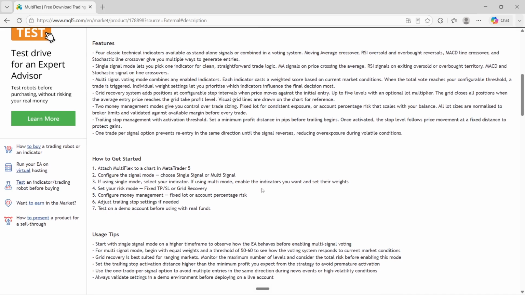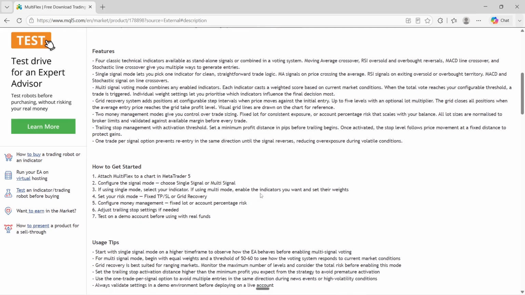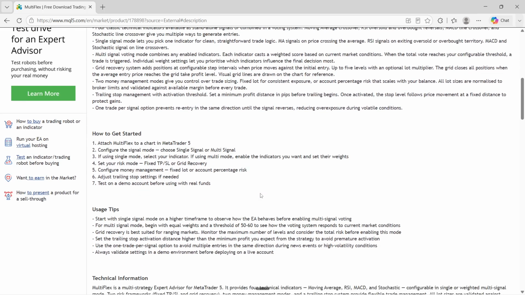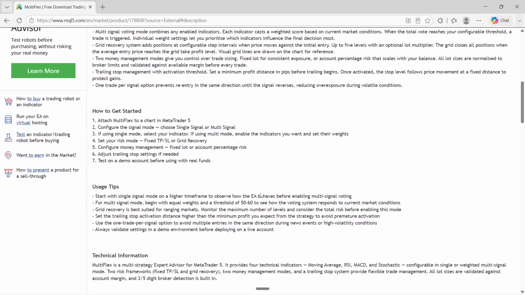Overall, the Multiflex EA is a flexible multi-indicator expert advisor with single or weighted voting signals and an optional grid recovery mode. The shared backtest showed a mild net loss with very low drawdown under the tested settings. Independent configuration testing and conservative risks are essential. Always trade with money you can afford to lose.